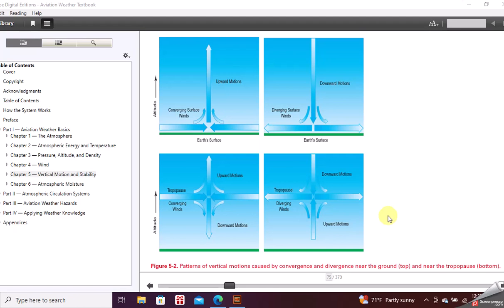If I had the same thing in the upper levels of the atmosphere, if winds are coming towards each other, or say one wind is faster than another, so that air parcel is catching up, well, because the stratosphere is so stable, the air can't go up into it. So what that means is it all goes down. It would sink, and we'd have clear skies.